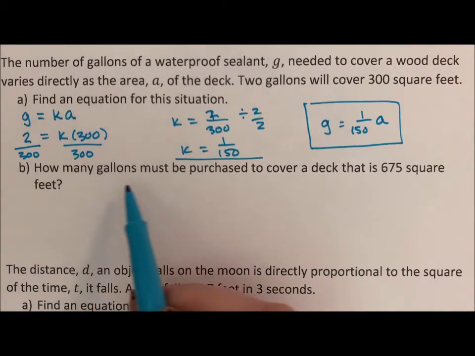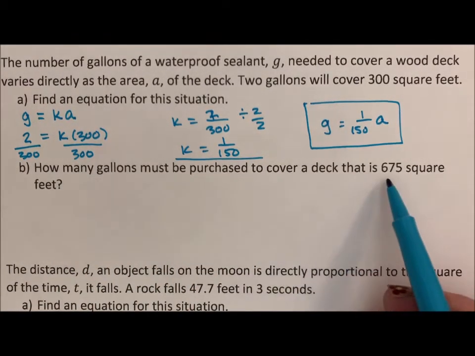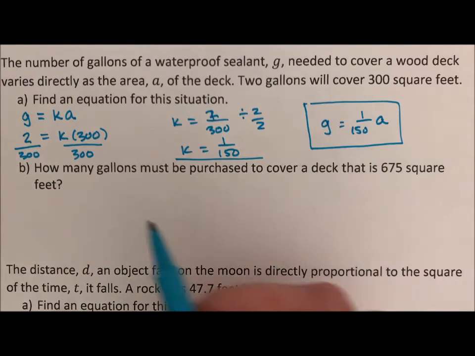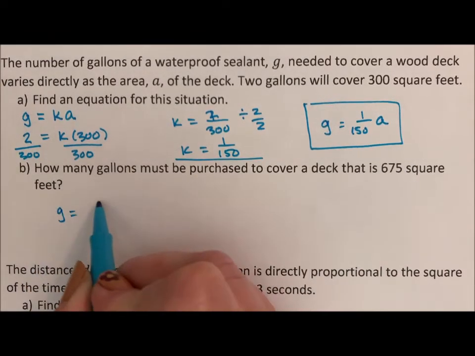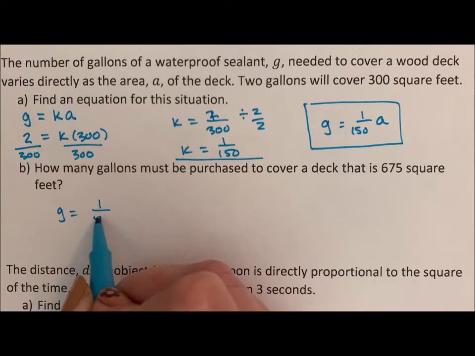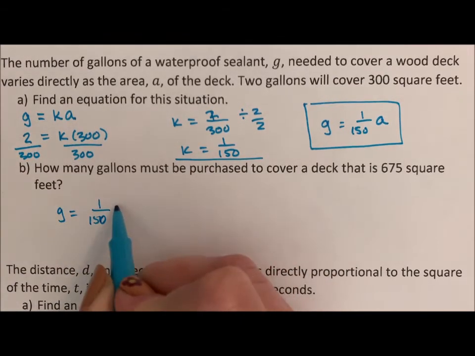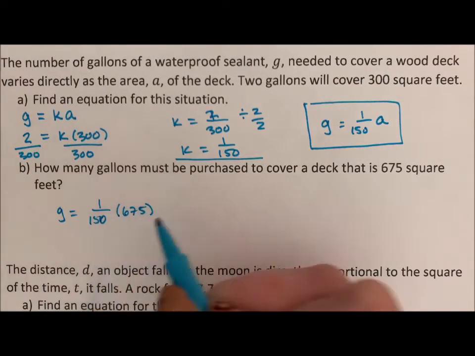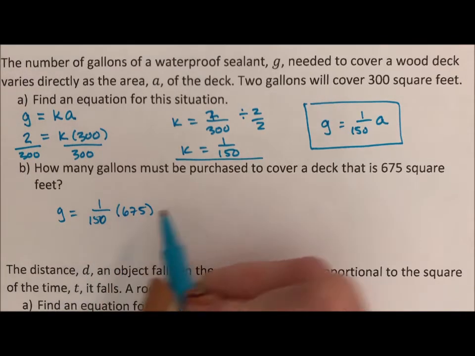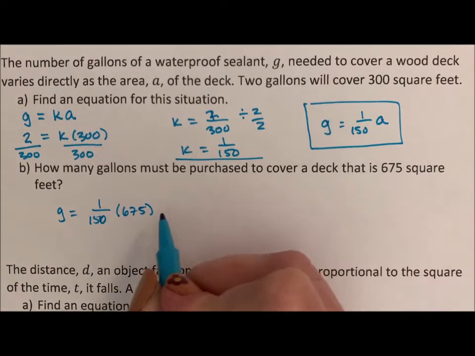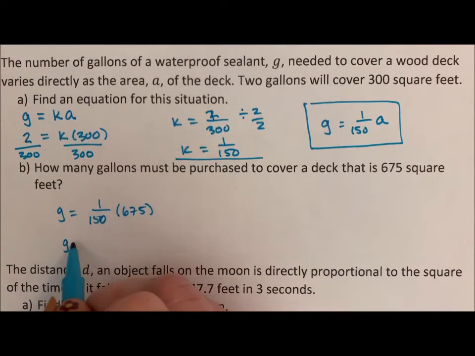Okay, how many gallons must be purchased to cover a deck that is 675 square feet? So G equals 1 over 150 times 675. So that's just 675 divided by 150. And if you do this in the calculator, you get 4.5.